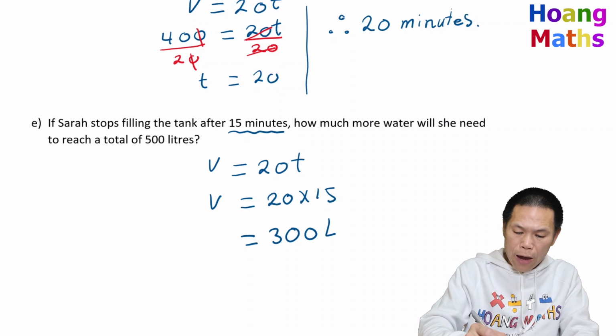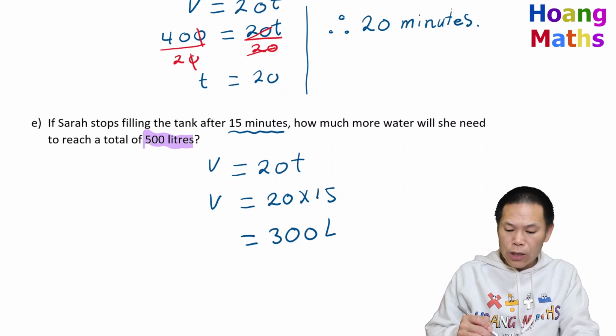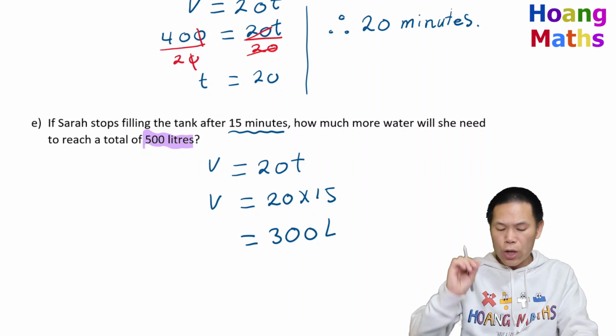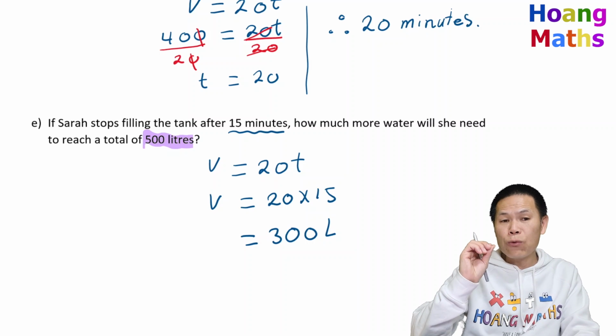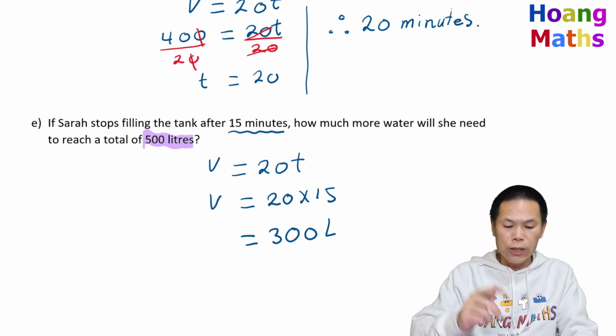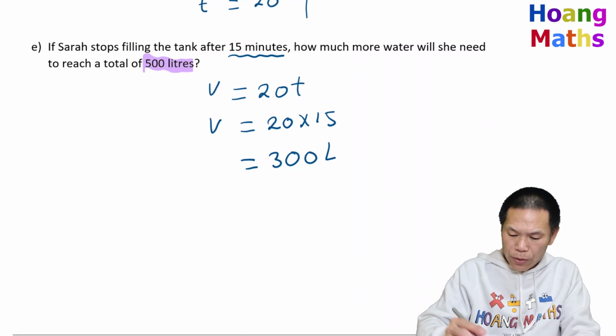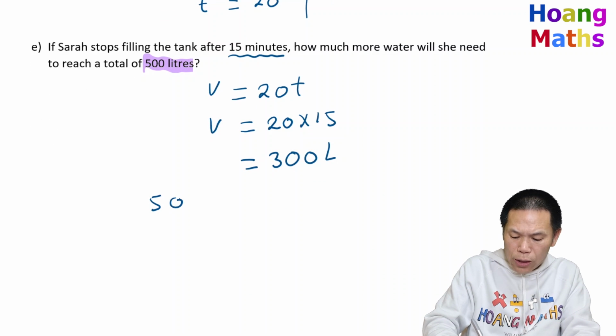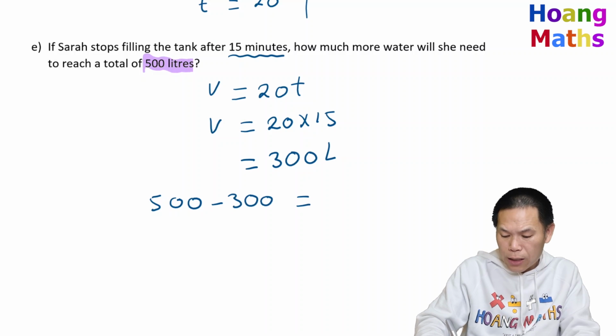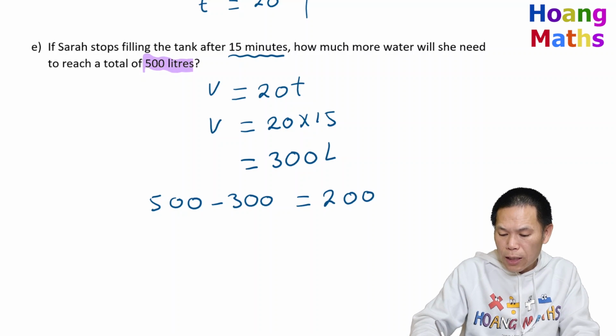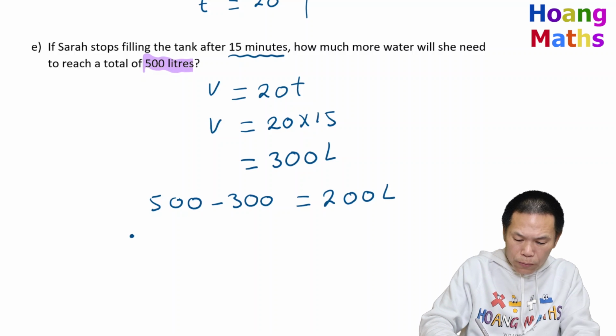And we need to have 500 liters. So we need to work out how much more. So we just go 500 minus 300. So that will give us 200 liters. So therefore, 200 liters.